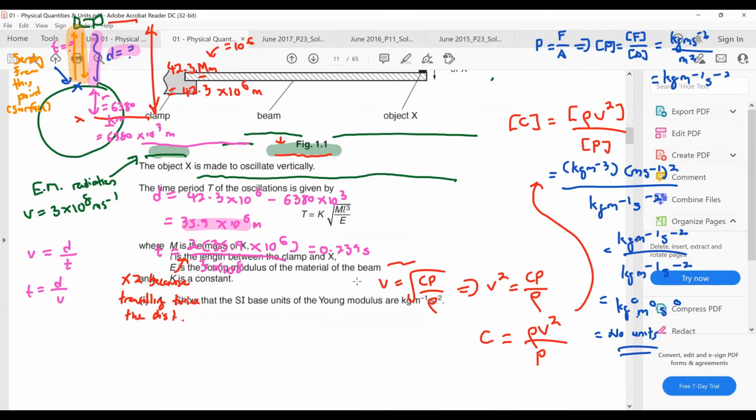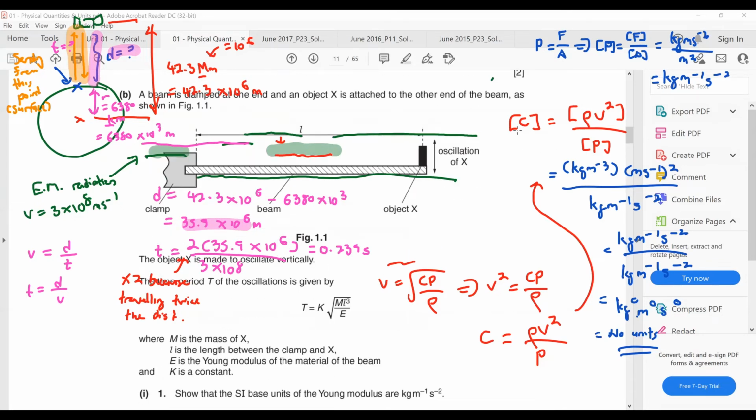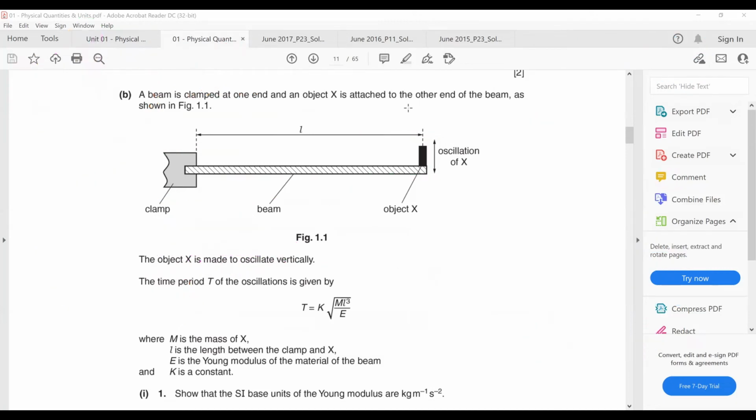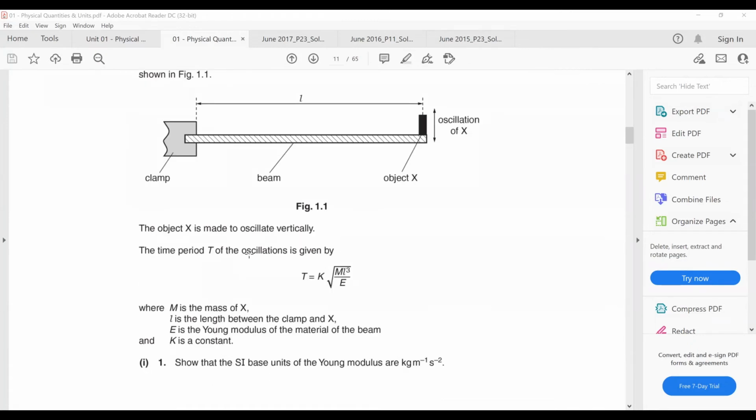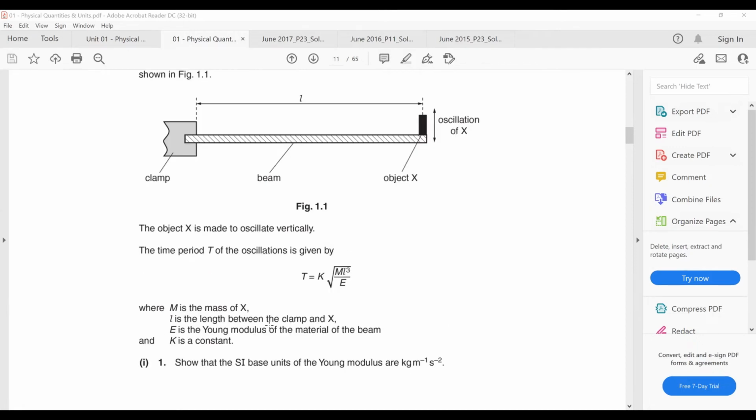Also showing the unit. Okay, so let me just clear this off. All right. Okay, you have a beam that's clamped at one end and an object X is attached to the other end of the beam as shown. The object X is made to oscillate vertically. The time period of oscillation is given by this, where M is the mass of X, L is the length between the clamp, E is the Young's modulus.